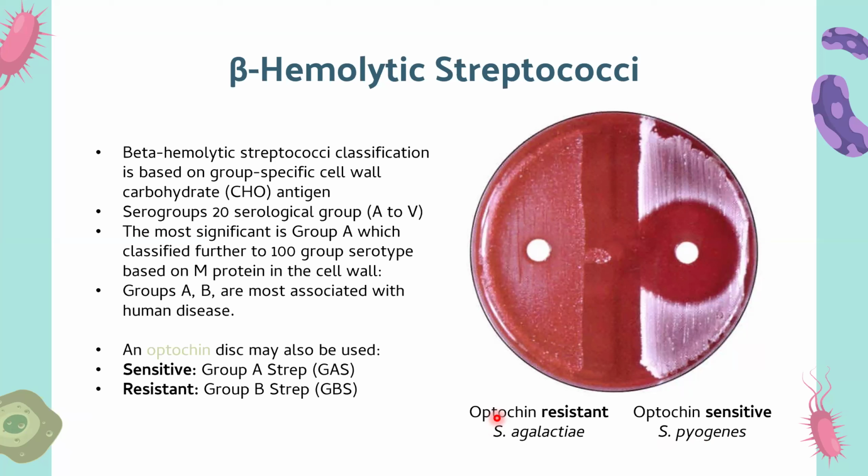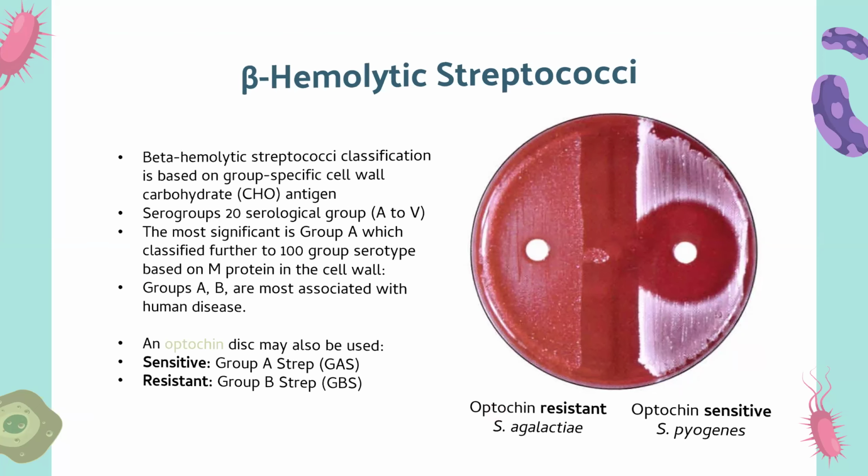Now, why am I saying group A and group B? That's because beta hemolytic streptococci have over 20 serological groups, all the way from A to B. But A and B are the most common type in human infection, and they have further serotypes based on the proteins that they actually encode, okay? But what I want you guys to know is bacitracin sensitive, strep pyogenes, group A strep. Bacitracin resistant, strep agalactiae, group B strep.